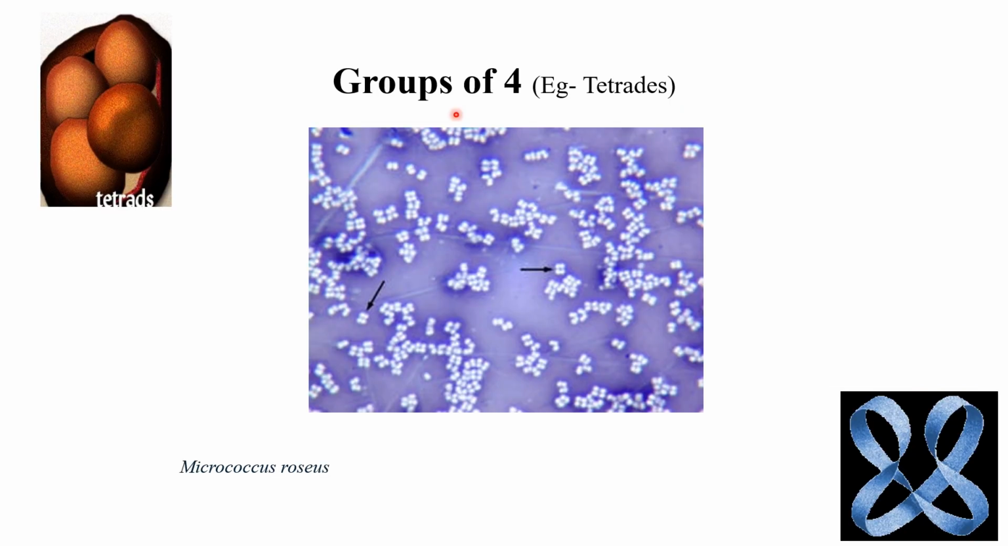Group of 4. Here you can see the picture of cocci, spherical shaped bacteria, arranged in groups of 4s, or tetrads. We will call it a tetrad. Cocci arranged in groups of 4s. The example is Micrococcus roseus. This is the gram-stained picture of Micrococcus roseus.